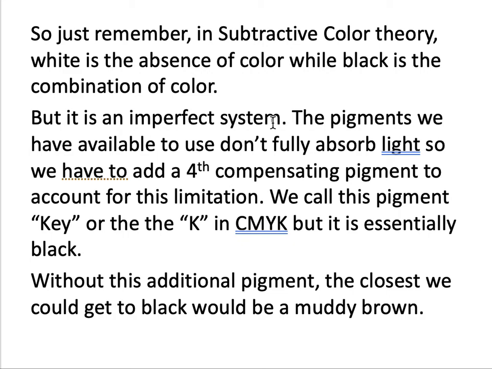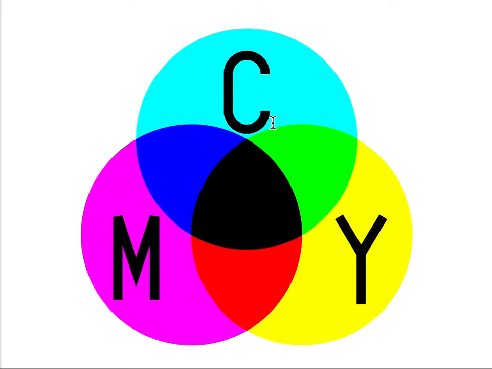The pigments we have available don't fully absorb light, so we had to add that 4th compensating pigment to account for its limitation. We call this key, or the K in CMYK, but it's essentially just black. Without this additional pigment, the closest we could get to black would be a muddy, muddy brown. So here you can see the CMY and K, which is key or black here. With these 4 colors, we were able to make up most of the colors that we see in the real world and that we can see in print.